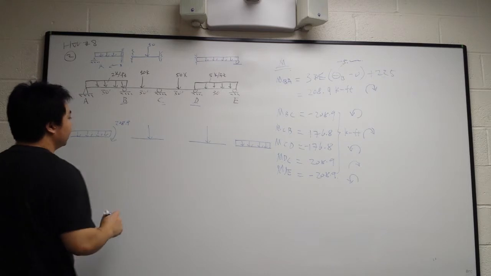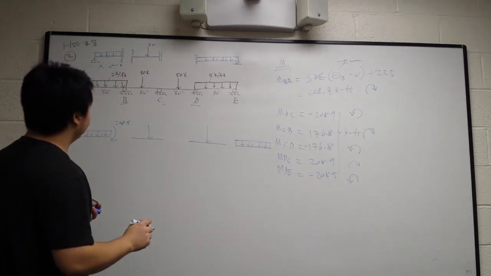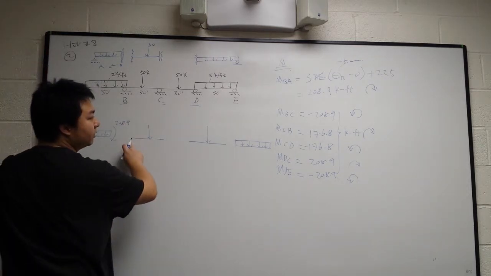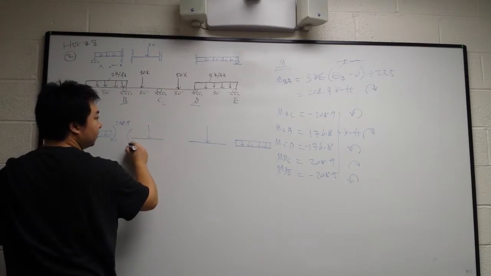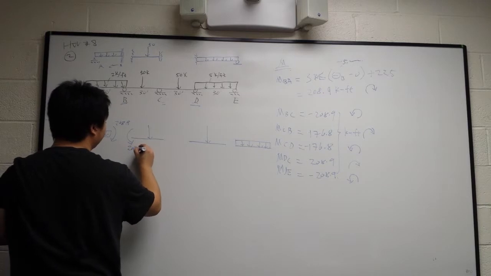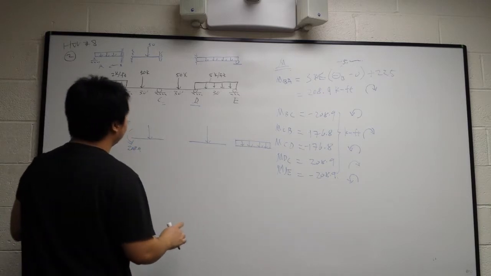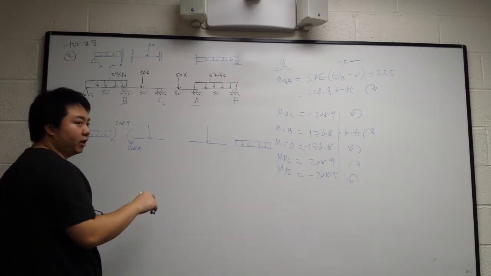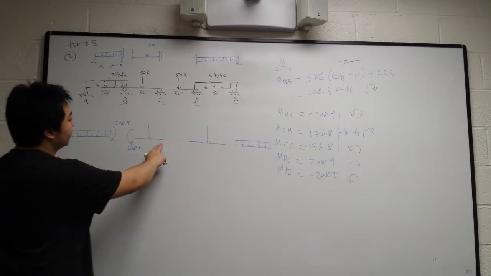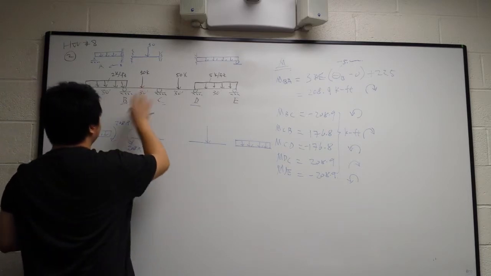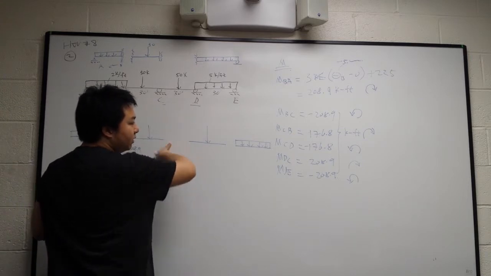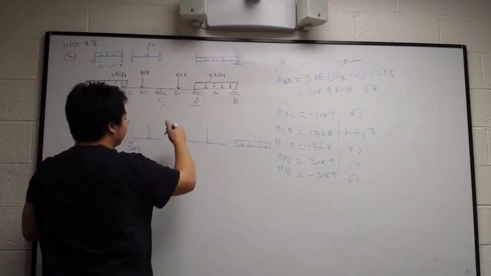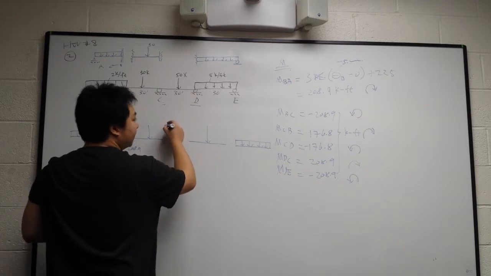208.9, and for BC, B to C, that way, so you can have 208.9. This is the shear, right? No, this is the moment, but we're doing shear. And for this one it is B to C, so this time it is C to B, so it's going to be clockwise 176.8.